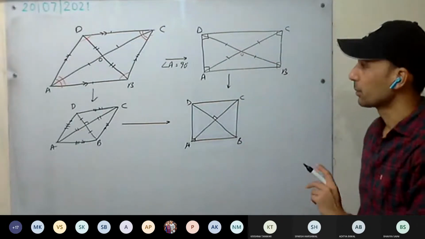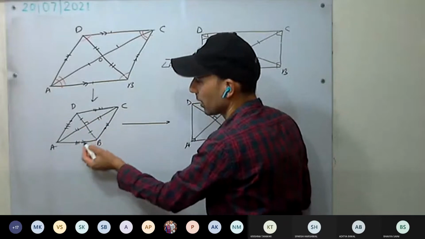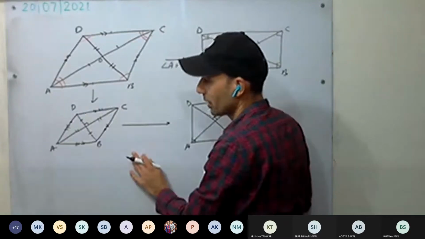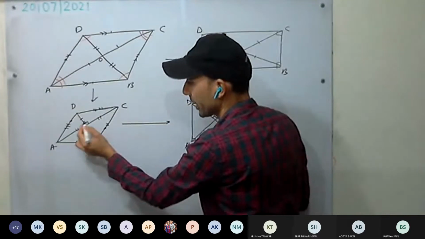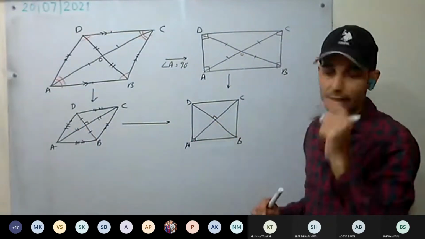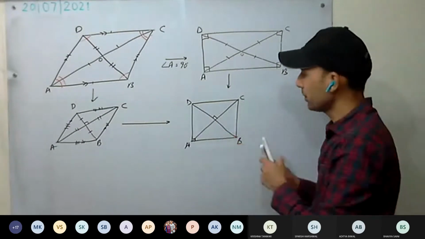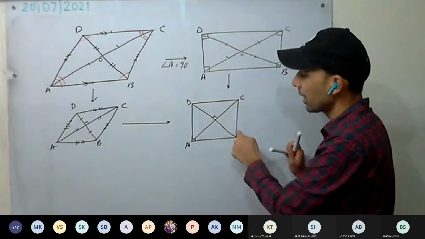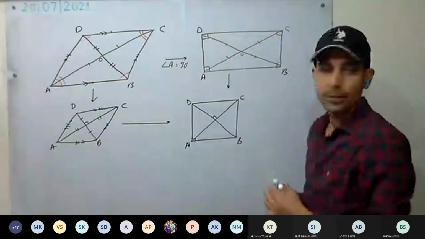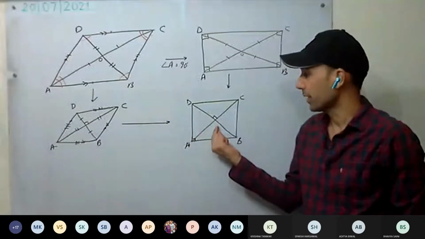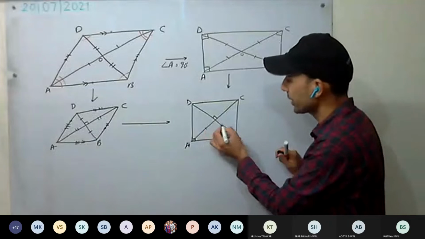Now in rhombus, opposite sides are equal and parallel. All the four sides are equal as well. Diagonals bisect at 90 degrees. These are all the properties of parallelogram. But if in rhombus you make the diagonals equal, it will become square. So AC equals BD. Diagonals bisect each other.